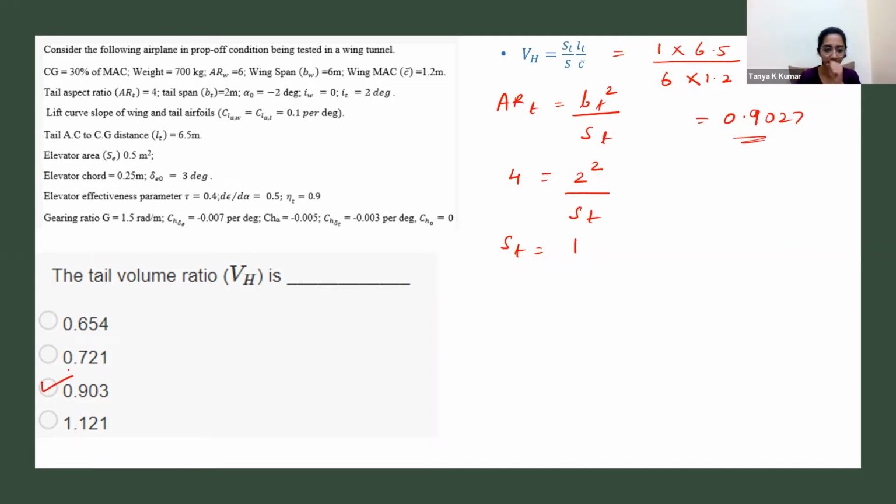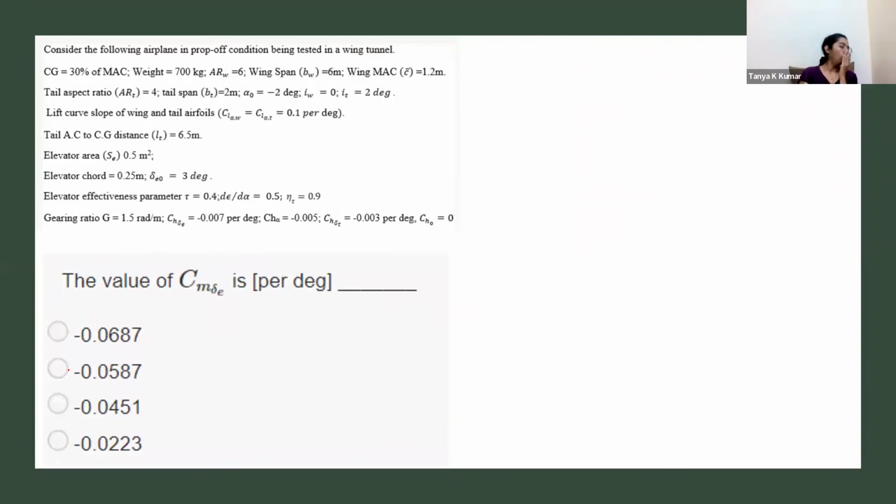Okay. Now we go to the next question. We have to find out Cm delta E. For Cm delta E, we have the formula that's given to us directly, the first one. But what we see here is the CL alpha tail. CL alpha tail is 3D, it's about the wing. But what is given to you in the question is the lift curve slope of the airfoil, for the wing and tail airfoils. So that is a 2D value.